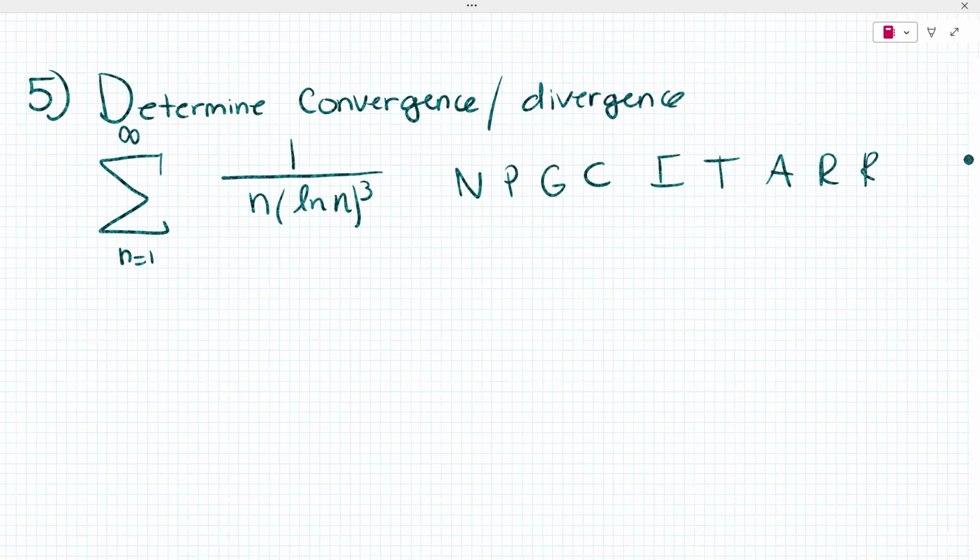So let's see. If we try the nth term test, the limit will equal 0, so I don't think we use the nth term. Can we use the p-series? I don't think so, there's no way I can rewrite that as a p-series. Can we use the geometric? I don't think so, because I don't see a -1 raised to the n. And I don't think we could do the geometric.